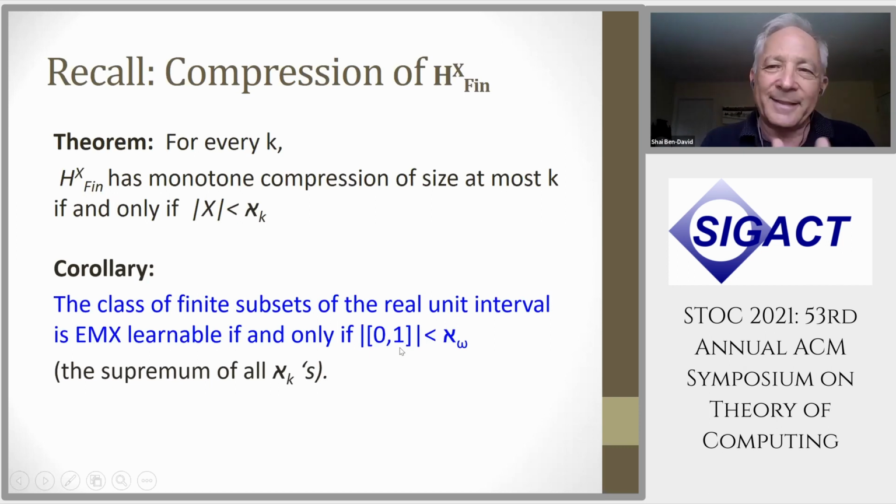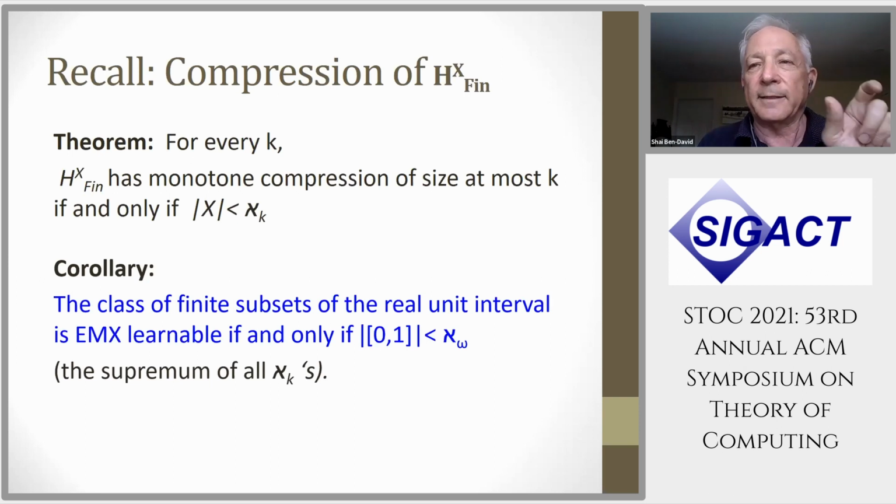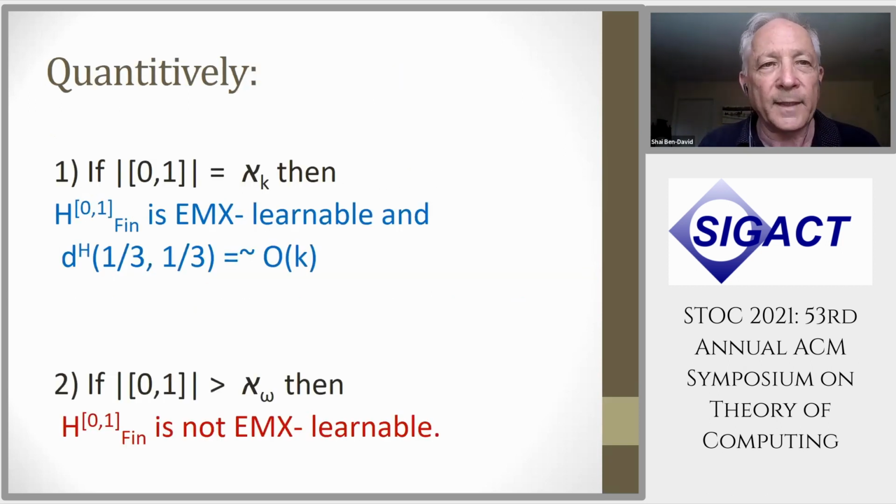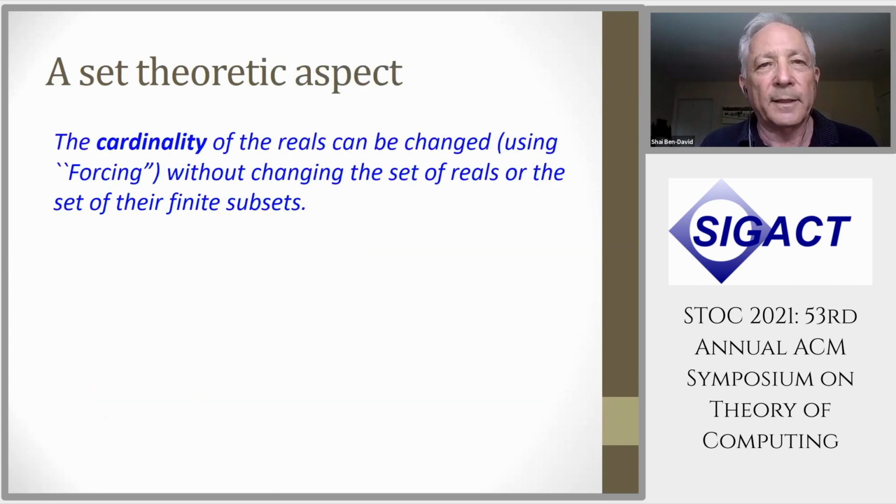So with this connection between the three components, we got independence results for a very basic learning task. Just find the set of close to highest probability with respect to an unknown distribution based on a finite sample. So we can even give a quantitative version.